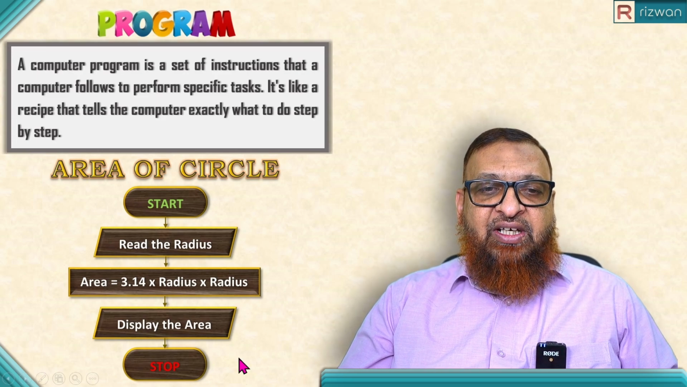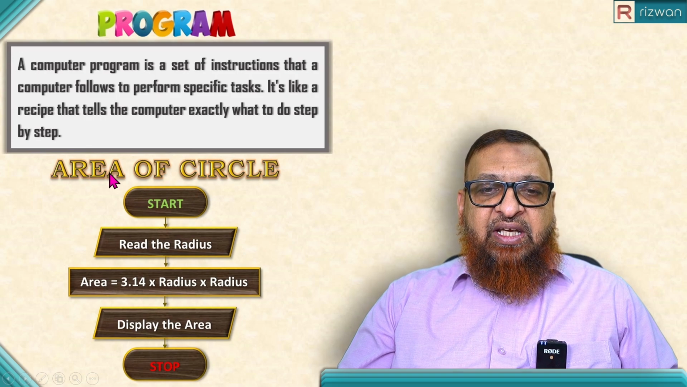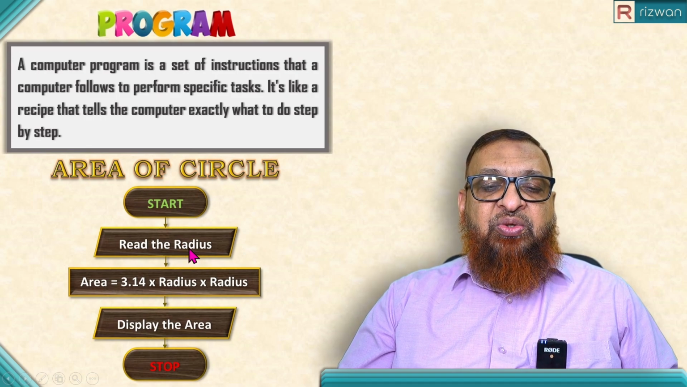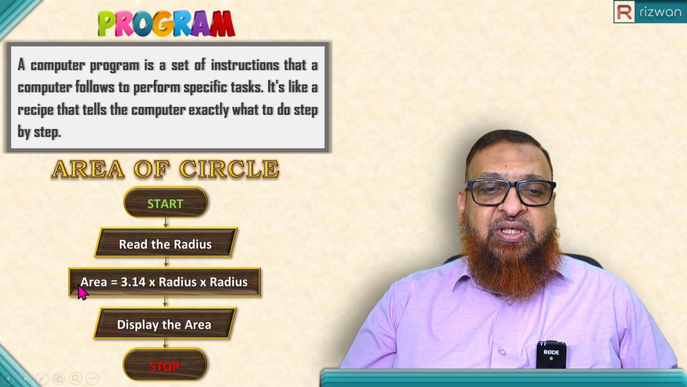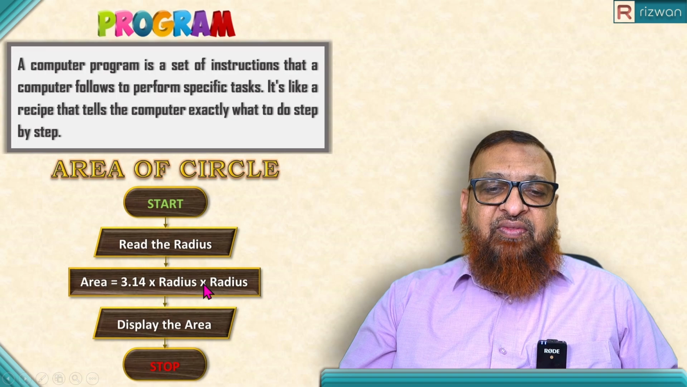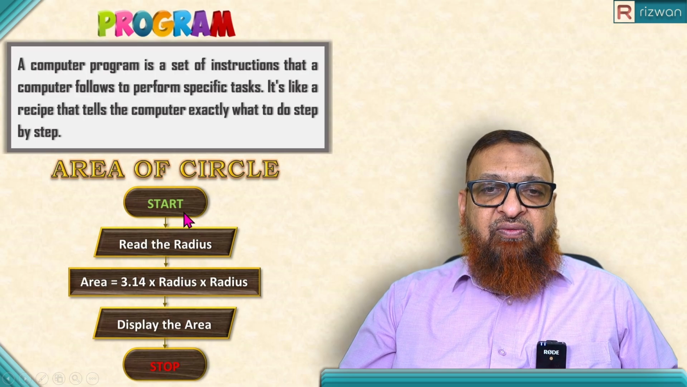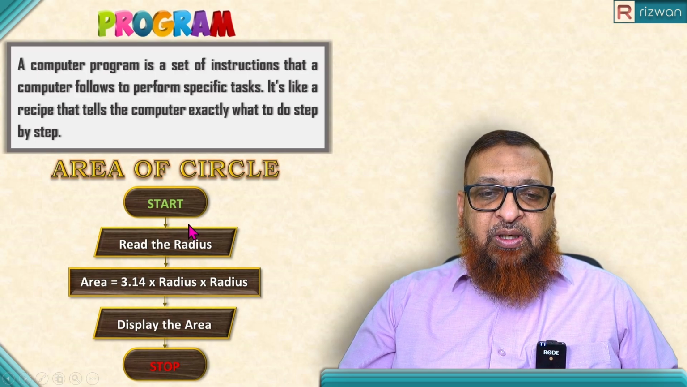So I have written a simple flow chart. No need to worry what is a flow chart. So you can see area of a circle. First, we need to start the program. Then we need to read the radius first in order to calculate the area, right? So 3.14 into radius. Then we'll calculate the area from this particular formula, right? Then we are going to display the area. Then we'll stop the program. This is a step-by-step procedure to solve a particular problem.